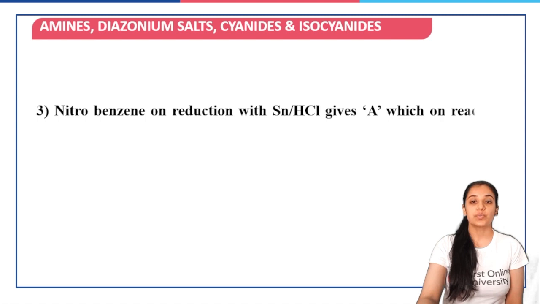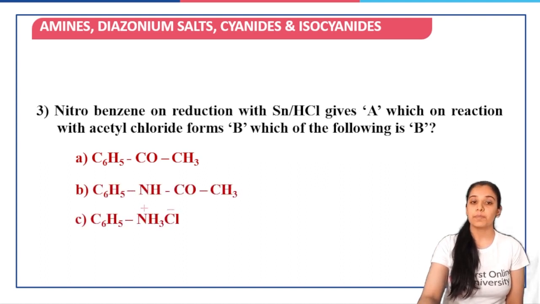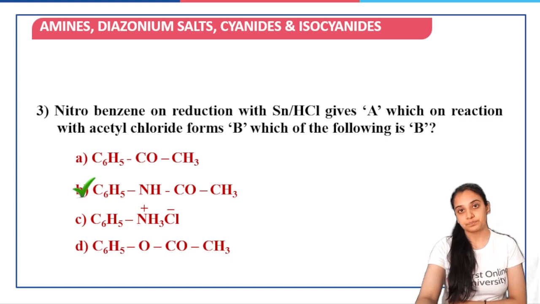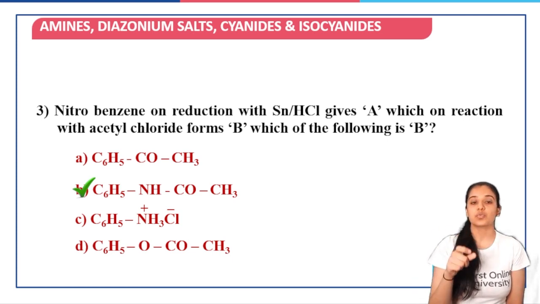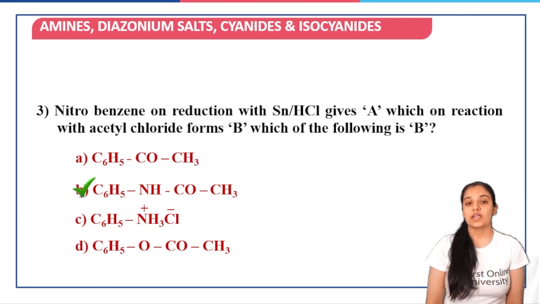Then nitrobenzene on reduction with Sn/HCl gives A. So you know what is A, right? It was discussed in the first question itself. Which on reaction with acetyl chloride, CH3COCl, forms B. Which of the following is B? That means A is aniline. Aniline reacts with CH3COCl to form B. We've already discussed that such a reaction will give the product C6H5NHCOCH3. That means one of the hydrogen atoms on the nitrogen atom is going to be replaced by this particular group.